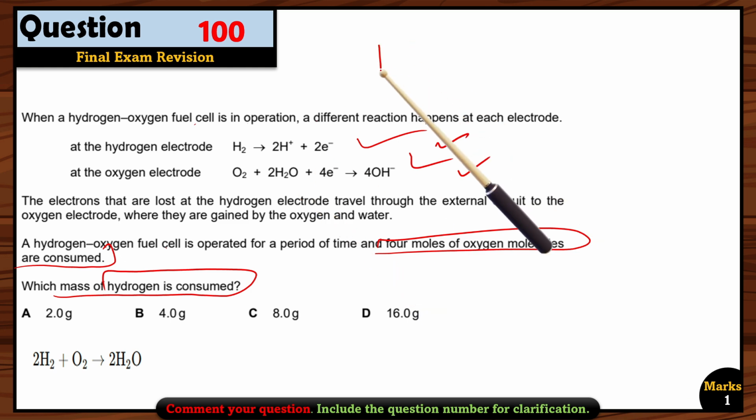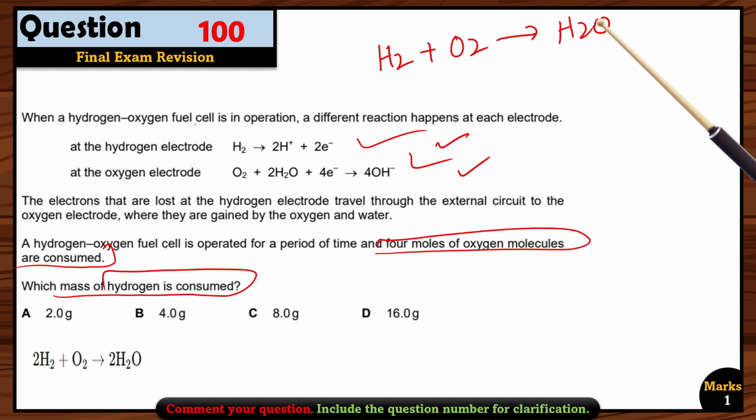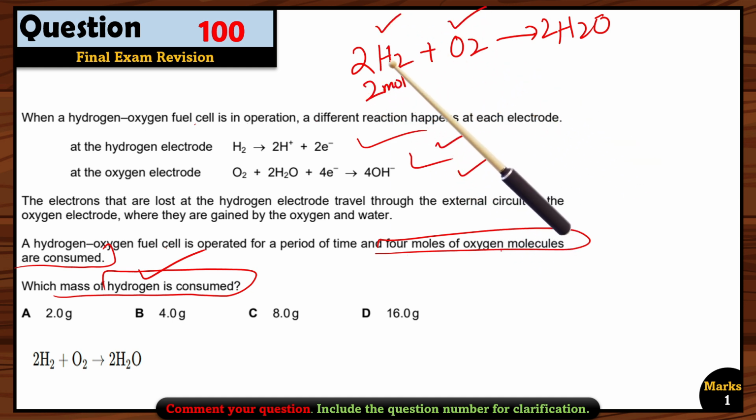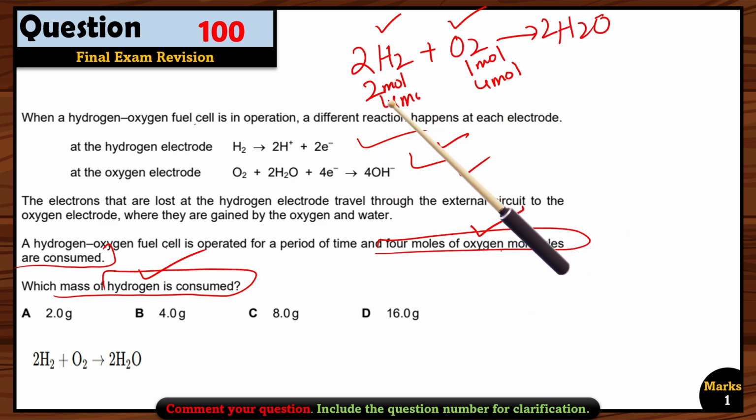So we can write the equation for the fuel cell that we already know. H2 will react with O2 and you will get H2O, but you have to balance it first. Before doing any calculations, you have to balance the equation. So the balanced equation is like this, right? Now they are saying 4 moles of oxygen molecules are consumed and you have to find the mass of hydrogen. So they are talking about oxygen and hydrogen. If you use 2 moles of hydrogen, you have to use 1 mole of oxygen, right? But if you use 4 moles of oxygen, how many moles of hydrogen do you have to use? You have to use 4 twos are 8, yeah? So we have to use 8 moles of hydrogen now.